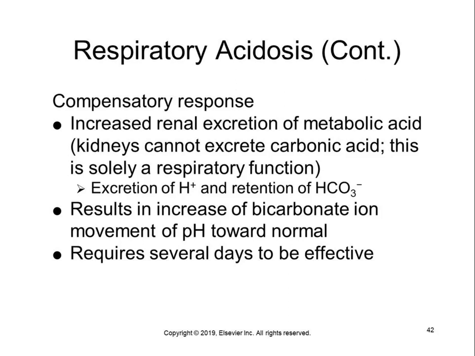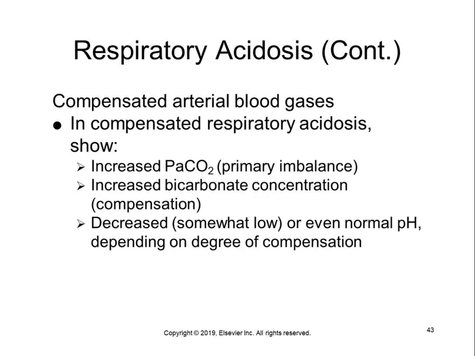Respiratory acidosis compensatory response: increased renal excretion of metabolic acid, since the kidney cannot excrete carbonic acid. This is solely a respiratory function. Excretion of hydrogen and retention of bicarbonate result in an increase of bicarbonate ions, moving pH toward normal, which requires several days to be effective. Remember that in respiratory problems, the compensation is by the kidney. That's why in respiratory problems, the effectiveness takes days.